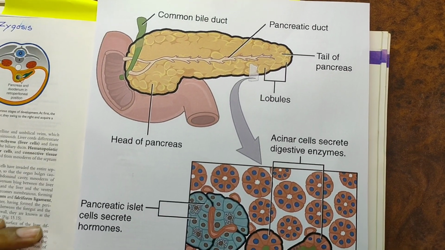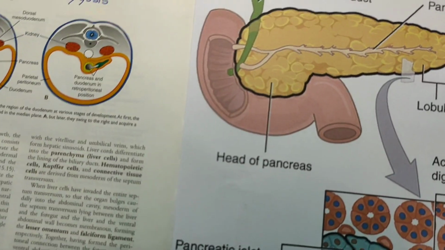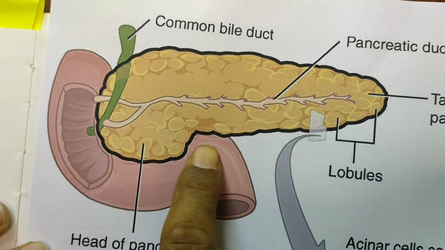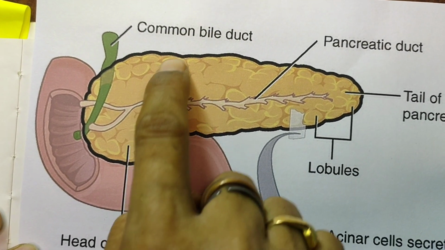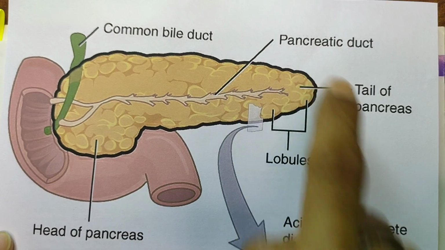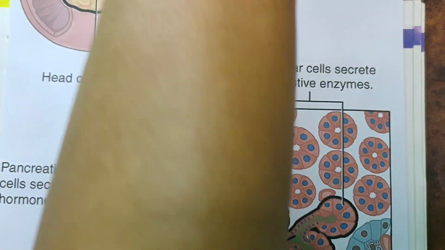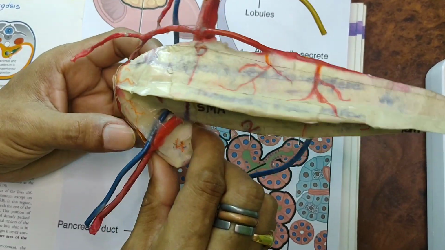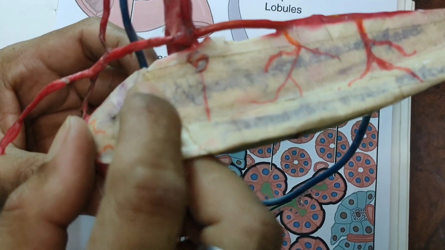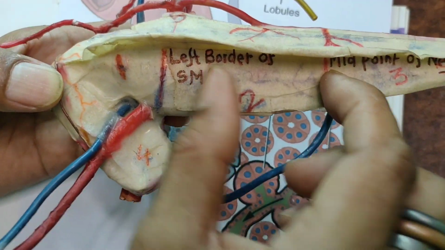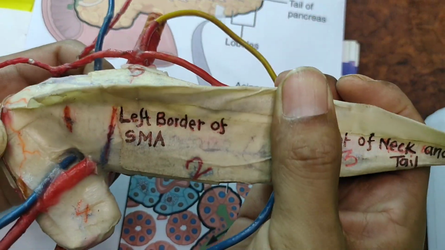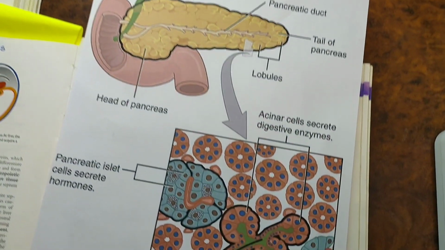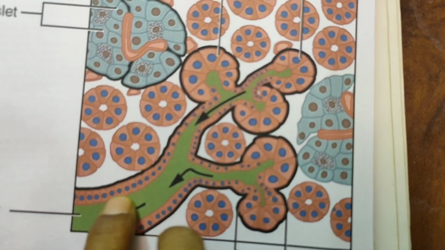As we know, the pancreas is both an endocrine and exocrine gland. So you see, this is a pancreas. In the adult, the pancreas has the uncinate process, then head, neck, body, then tail. These are the main parts of the pancreas. Here you see, this is the pancreatic duct.